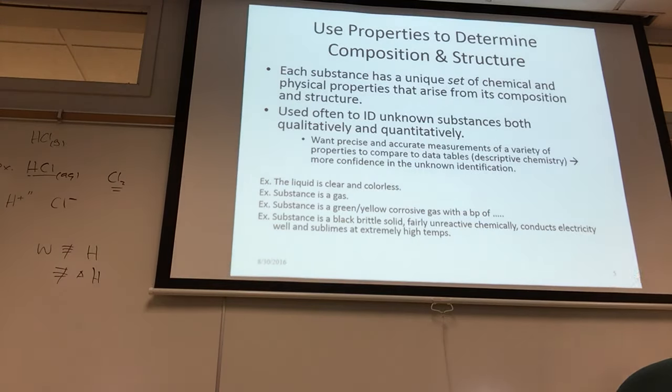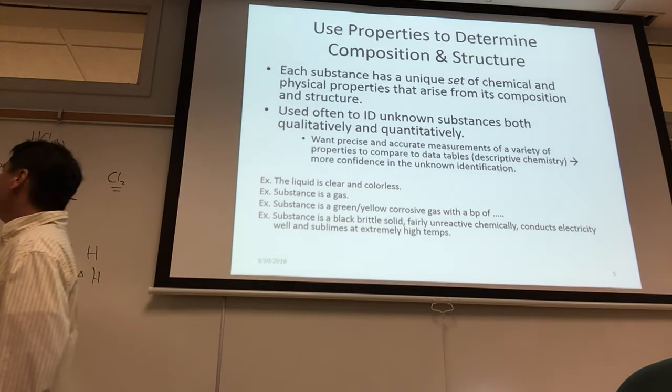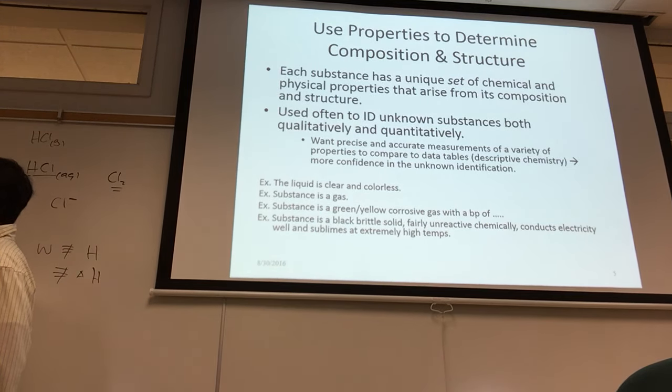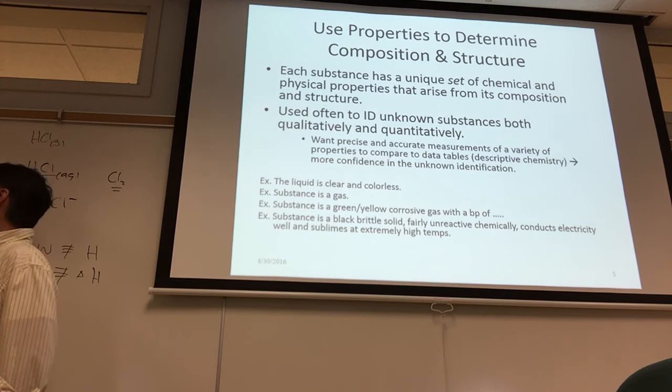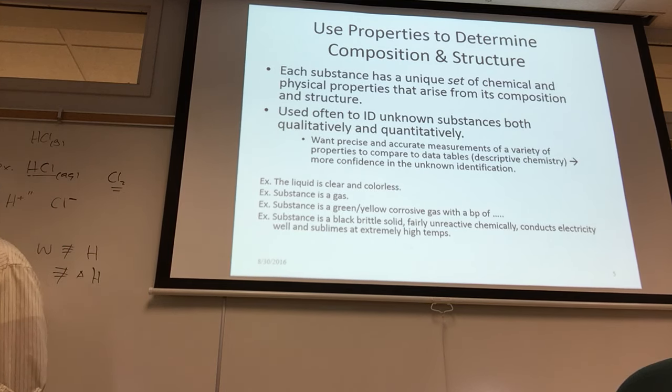We use properties to determine composition and structure, and vice versa. Sometimes we just know the properties and we can get insights into the composition and structure from them. Sometimes we know the composition and structure and we get insights into the properties. So we go either way, from properties. Like we might have an unknown liquid.